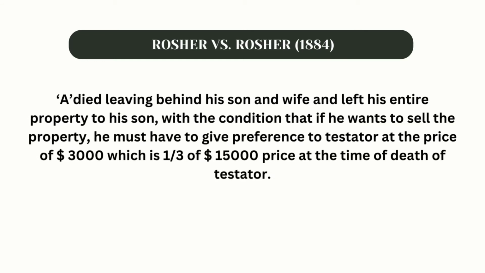A died leaving behind his son and wife and left his entire property to his son with the condition that if he wants to sell the property, he must give preference to the testator's wife at the price of $3,000, which is 1/3 of the $15,000 price at the time of death of the testator.